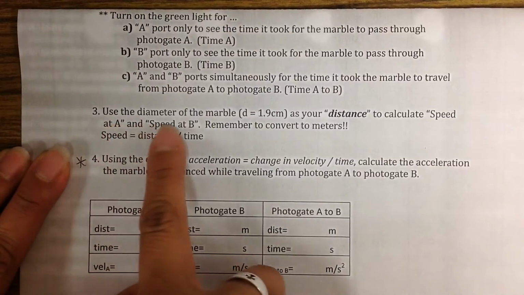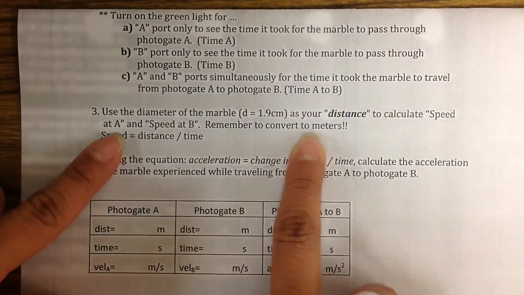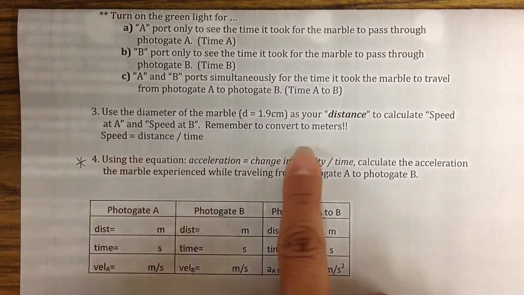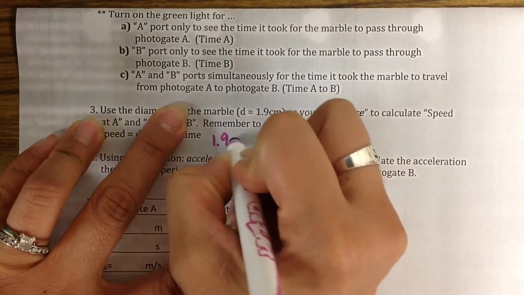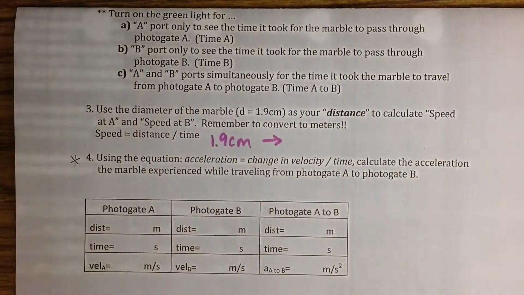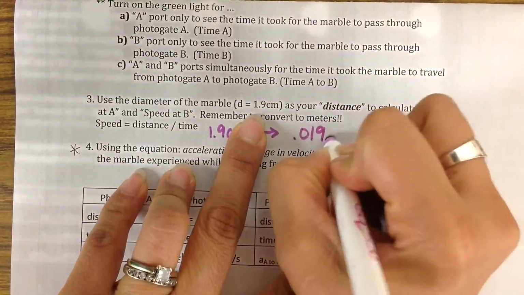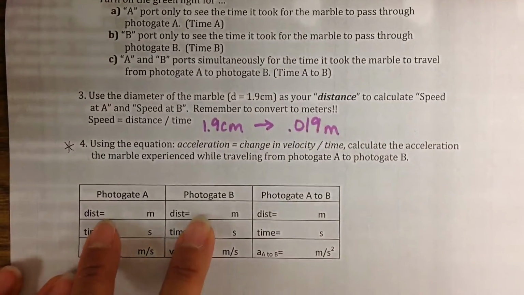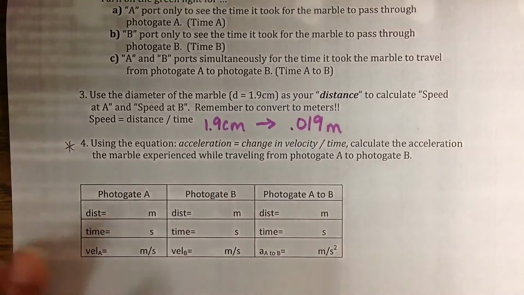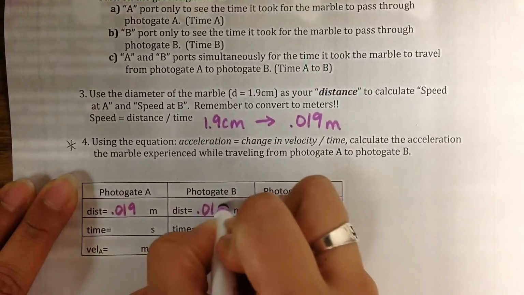So I'm going to jump down for a moment to step number 3 on this section. It's asking you to use the diameter of the marble of 1.9 centimeters as your distance to calculate your speed at photogate A and at photogate B. And then I'm giving you a friendly reminder to convert that into meters. So if we have 1.9 centimeters, when we convert from centimeters to meters, we are either dividing by 100 or we are moving our decimal 2 places to the left. So when you transfer this value into your data table, make sure that you are writing it in meters. This is the distance that we will use for photogate A and photogate B.